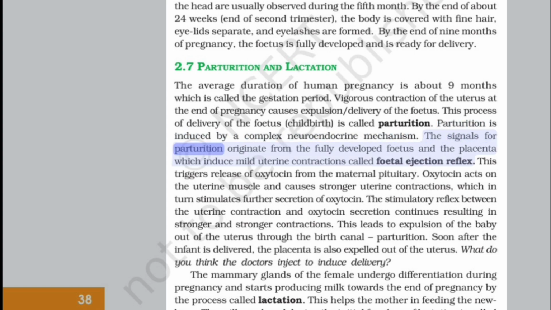The signals for parturition originate from the fully developed fetus and the placenta, which induce mild uterine contractions called fetal ejection reflex. This triggers release of oxytocin from the maternal pituitary. Oxytocin acts on the uterine muscle and causes stronger uterine contractions, which in turn stimulates further secretion of oxytocin. The stimulatory reflex between the uterine contraction and oxytocin secretion continues, resulting in stronger and stronger contractions. This leads to expulsion of the baby out of the uterus through the birth canal, parturition. Soon after the infant is delivered, the placenta is also expelled out of the uterus.